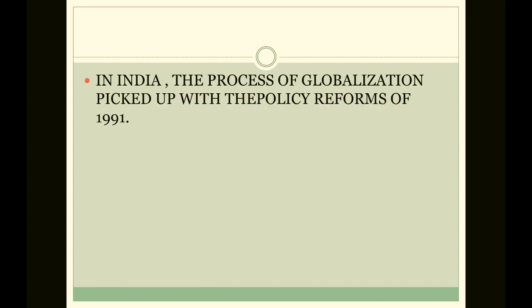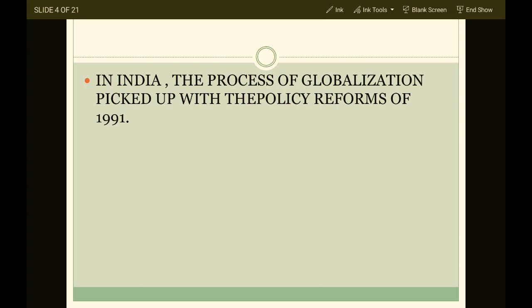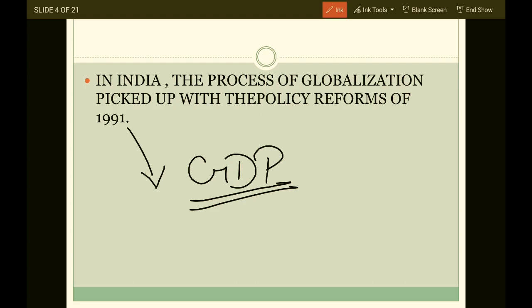Now, in India, the process of globalization picked up with the policy of reform. I've told you, in 1991 the policy was given by Dr. Manmohan Singh, and the main objective was to increase the gross domestic product, GDP. GDP is the value of all final goods and services produced in a country during a particular period of time. Earlier, before 1991, GDP was very low.